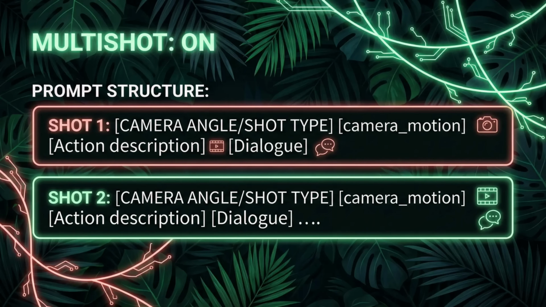You can start with camera angle or shot type, which can be wide angle, close up, over the shoulder, high, or low angle. After that, you can add a specific camera motion, like camera orbits around the subject or camera pans right or left. You can continue with the action description, what your subject is doing in the action, and then you can finalize your prompt with dialogue, because Kling has built-in native audio integration, which I will show you in a second.